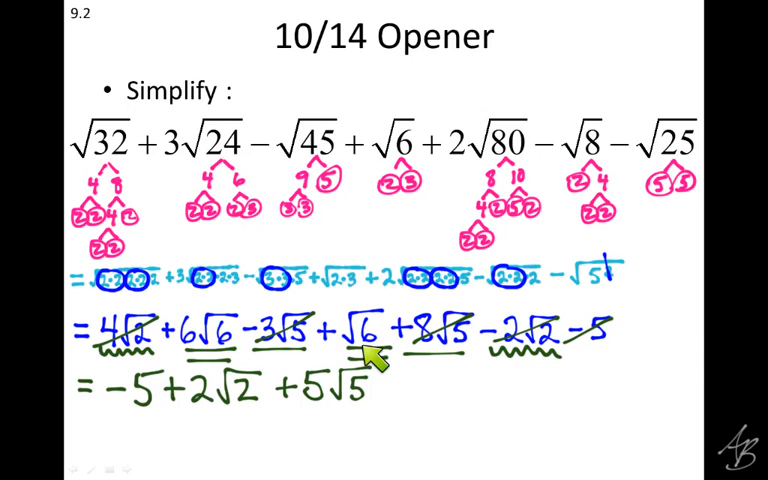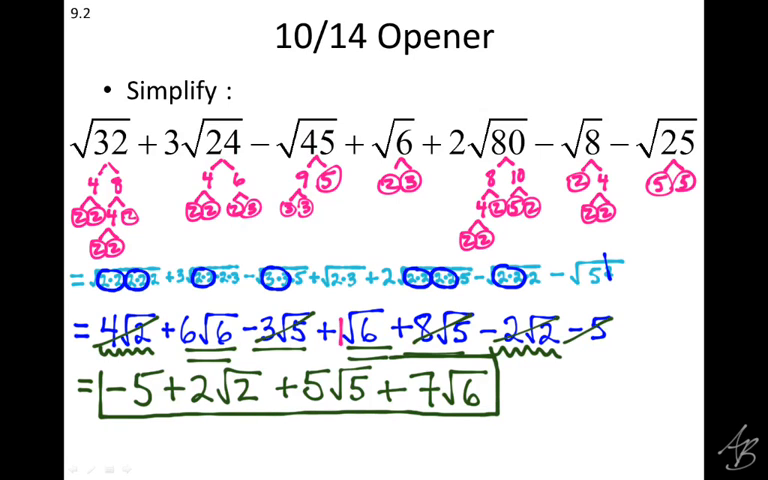What coefficient can I put here if there isn't one? 1. Yeah, we can put a 1 in front. So what is 6 square root of 6 plus 1 square root of 6? 7 square root of 6. And that's everything, right? Yes. There are no like terms in here that we can combine. No. So that is our final answer. We have it. We have all the like terms combined, and we wrote our answer, the terms, in order from the smallest radicand to the biggest radicand.